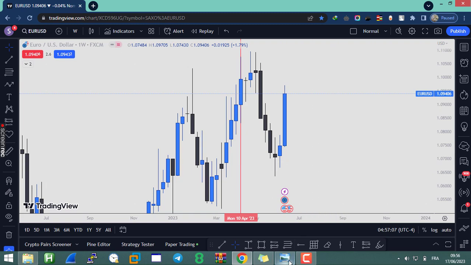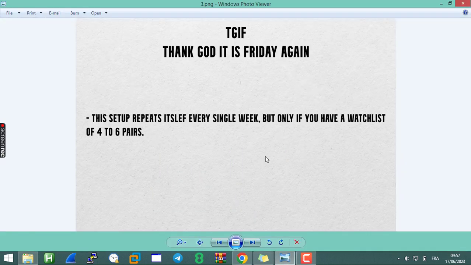Now, so this setup repeats itself every single week, but only if you have a watch list of 4 to 6 pairs, because you will not find a trending one otherwise. If you have only one pair, say Euro USD, it will not trend every single week in one direction. Sometimes it will consolidate during the week. All right. So if you have like 4 to 6 pairs, 7 pairs, 5 pairs, you can.